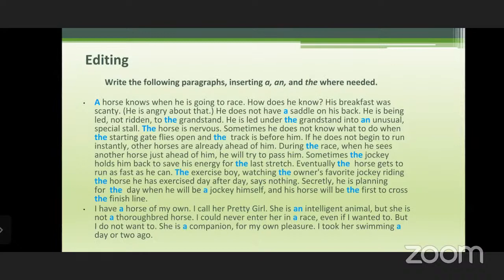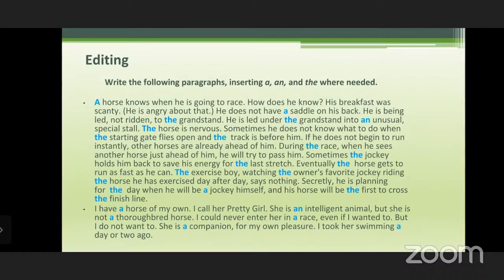And go for the next one. I have a horse of my own. So it is used the first time in this next paragraph, so we have to use either a or an. So here, horse, based on the pronunciation, we have to use a. I call her Pretty Girl. She is an intelligent animal. Intelligent. So it is a vowel sound.